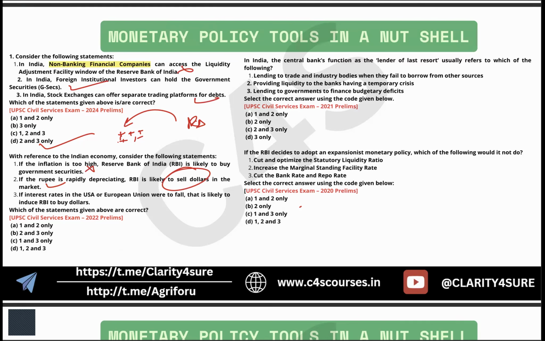If interest rates in the USA or Europe fall anywhere, obviously we purchase, we buy it. So this is also right. So here 2 and 3 are correct again.